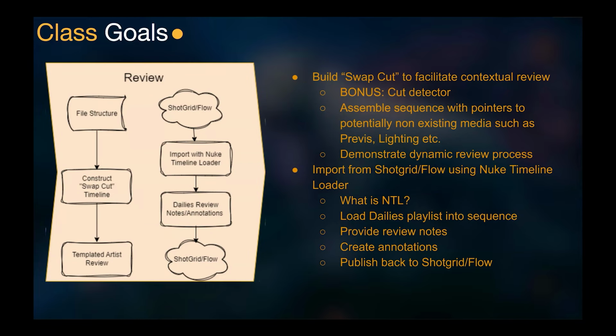We're going to build a swap cut. This is to facilitate contextual review. We're also going to look at a bonus tool called Cut Detector. We're going to assemble a sequence with pointers to potentially non-existing media, such as previs and lighting, so that your artists can review in context.